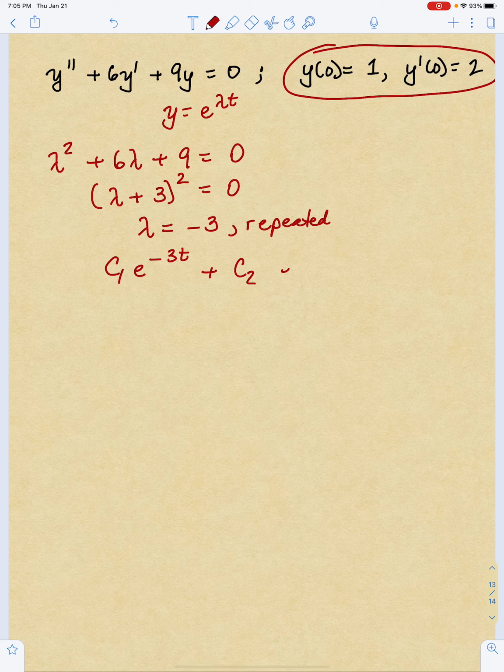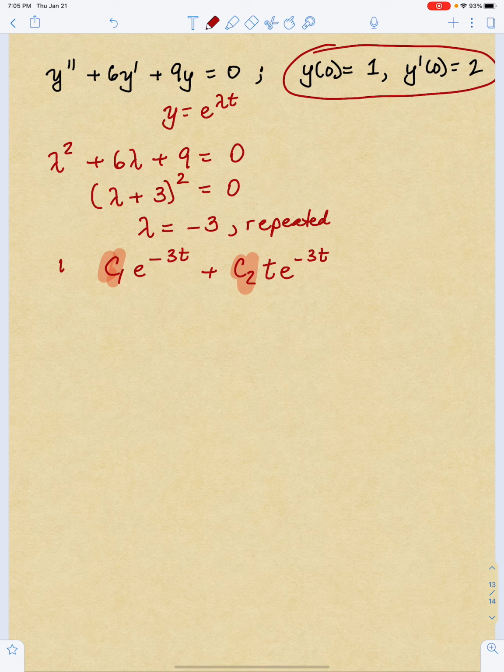And the other solution has an e to the -3t as well, but to show that it's repeated, we have to get that second solution in there. Turns out that it's a t that gets multiplied, and that's what makes those linearly independent. So now our job is to figure out what values of c1 and c2 have to be used so that the curve itself passes through 0, 1, and the derivative passes through 0, 2.